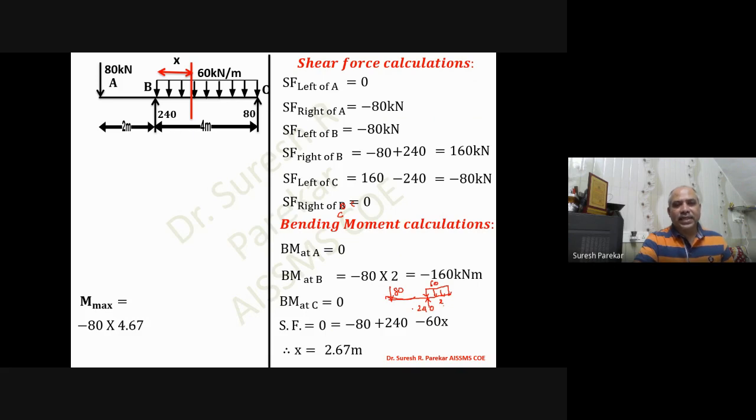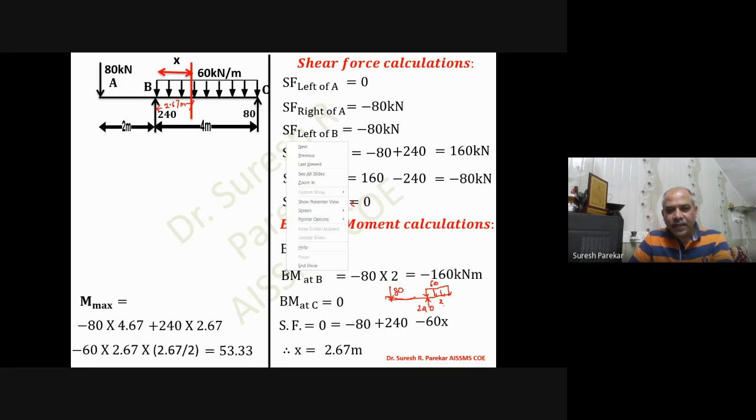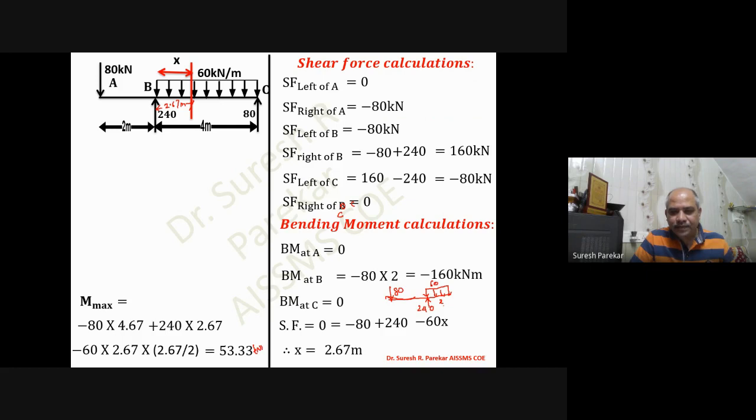From this we can find the bending moment at x. So minus 80 into 2 plus 2.67, so I have this distance 2.67 meters, till this point. So 80 into 2 plus 2.67, that is 4.67, then plus 240 into 2.67 minus 60 into 2.67 squared by 2. And that comes to 53.33 kilonewton meter.